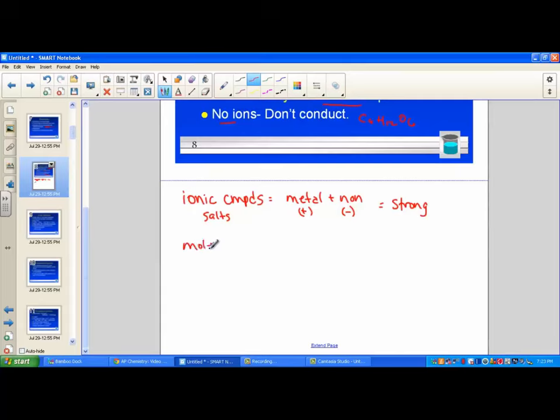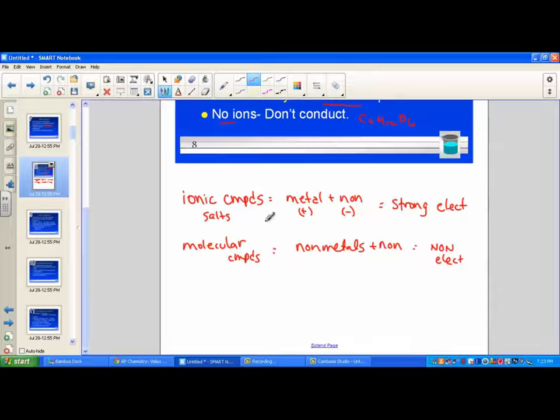The other category of compound are called molecular compounds. And molecular compounds, when we take nonmetals and hook them to nonmetals in the same structure by covalent bonds, nonmetals plus nonmetals, 2, 3 different elements hooked together to create a molecular compound, there is no such thing as charges. There are no ions. These tend to be non-electrolytes. So strong electrolytes versus non-electrolytes can be quickly categorized simply by denoting if it's an ionic or molecular compound.